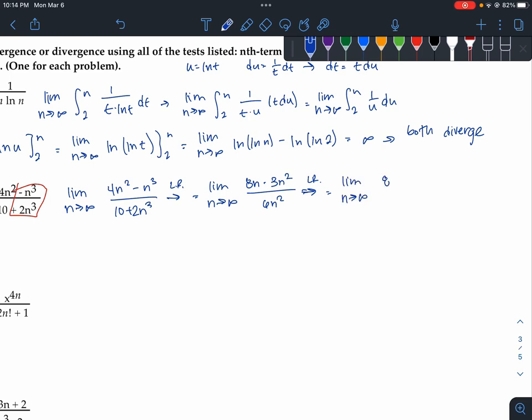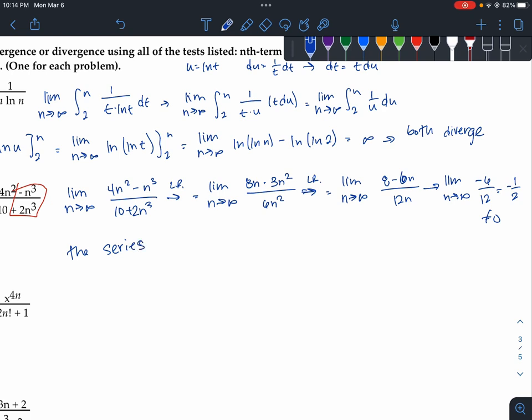That's going to be 8 minus 6n divided by 12n. And then one more time, L'Hopital's rule, I'll need it again. This is going to be the limit as n approaches infinity of negative 6 divided by 12, which is equal to negative 1/2, which does not equal 0, so the series diverges.